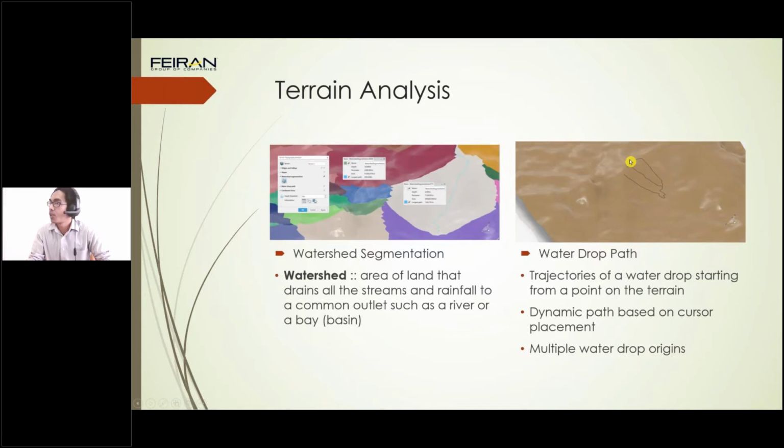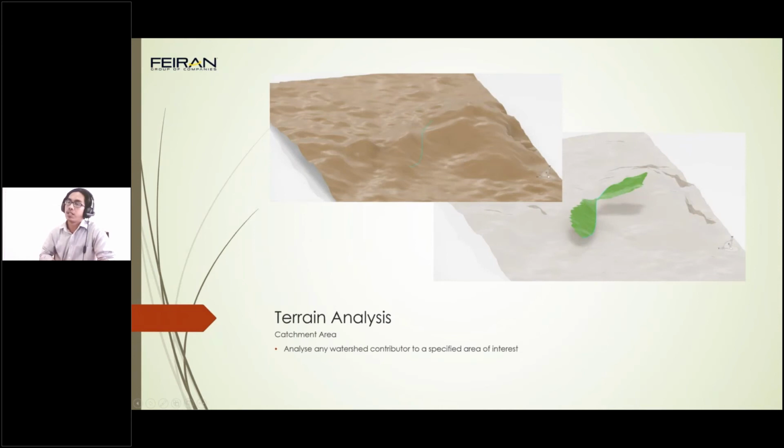Okay, from the point of click to its basin. We can have this analysis for multiple points of interest. What's next is the catchment area. Catchment area combines ridges, valleys, slopes, watershed analysis, and water drop path from earlier, and combines them all together into a single analysis, which is called the catchment area.